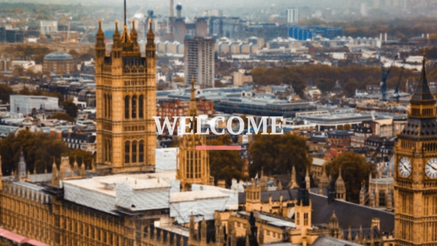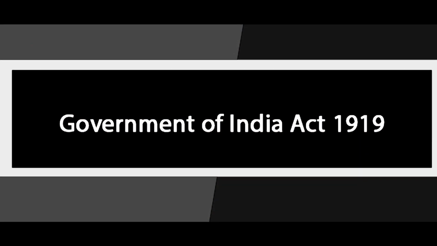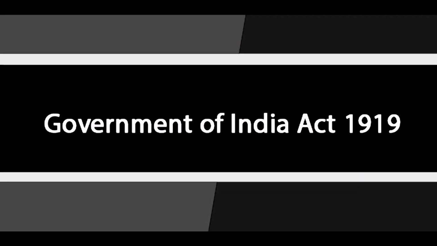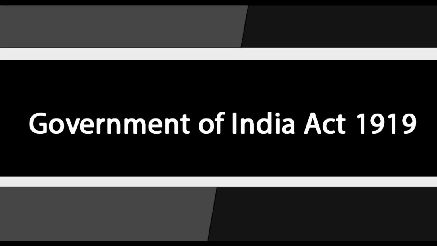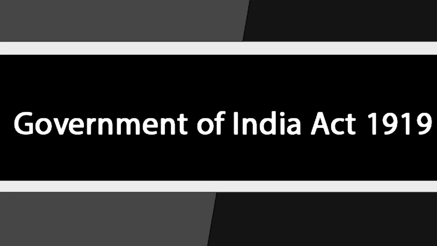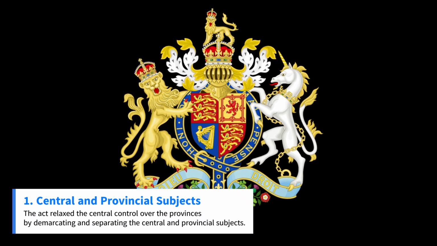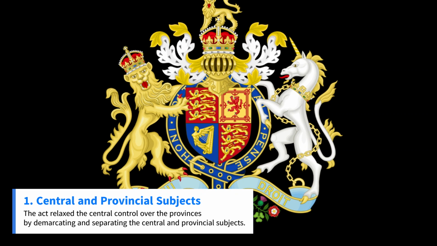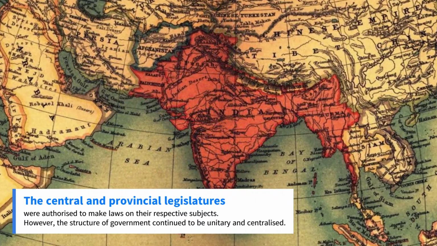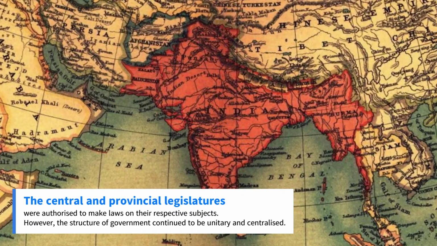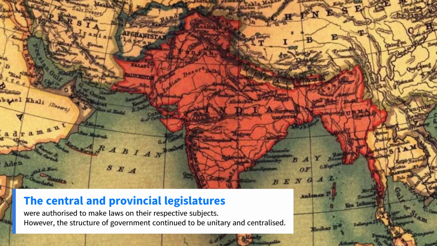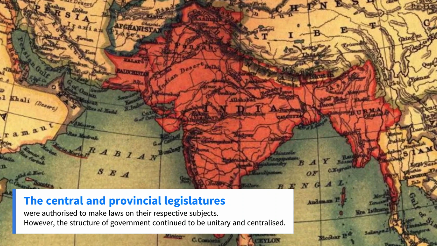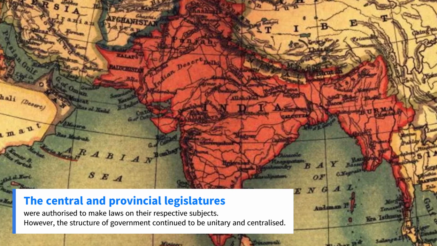The next important act was the Government of India Act of 1919. Today, we will explore how this critical piece of legislation, passed over a century ago, and its important features. 1. The Act relaxed the central control over the provinces, by demarcating and separating the central and provincial subjects. The central and provincial legislatures were authorized to make laws on their respective subjects. However, the structure of government continued to be unitary and centralized.